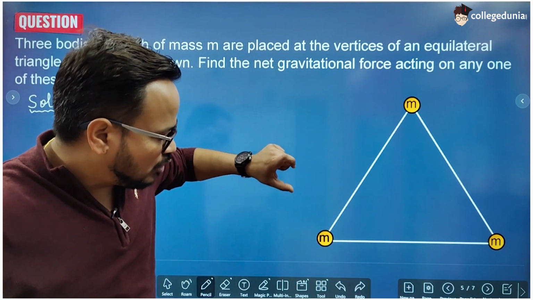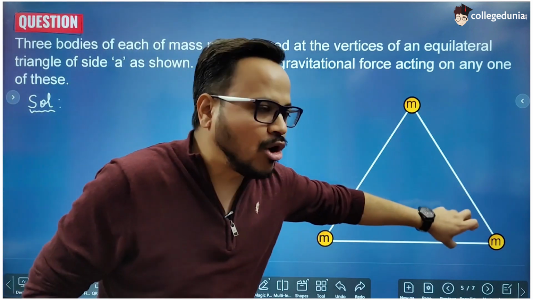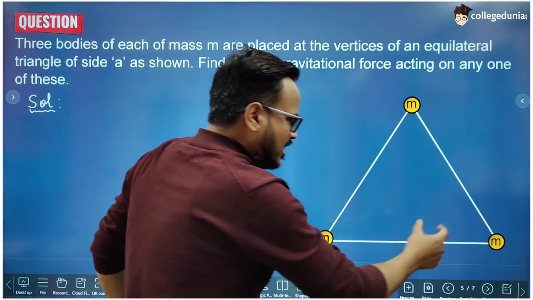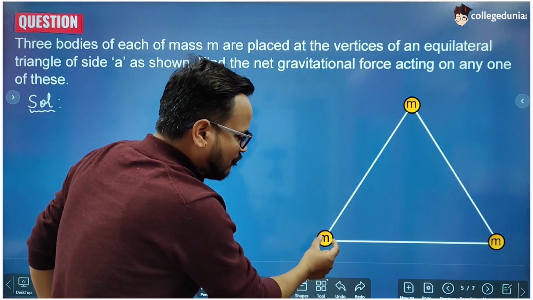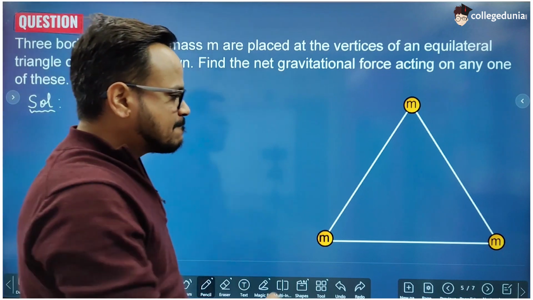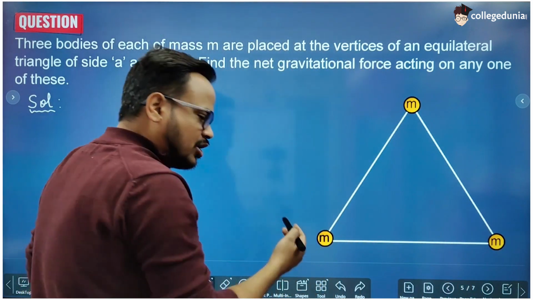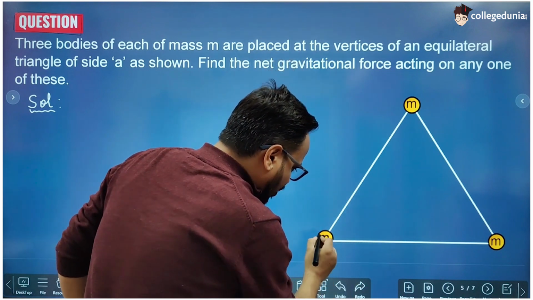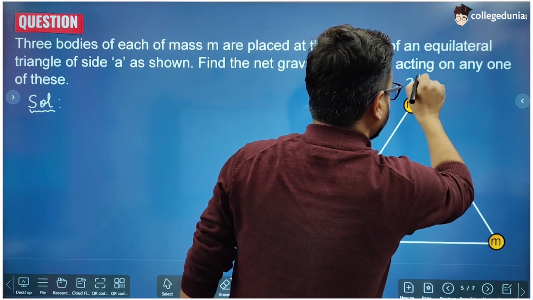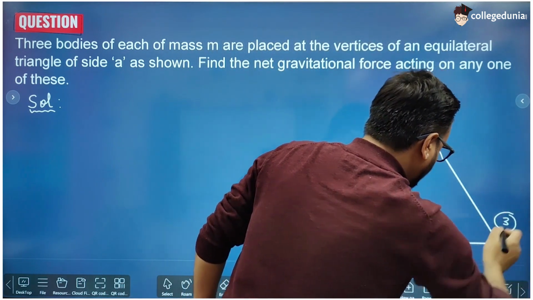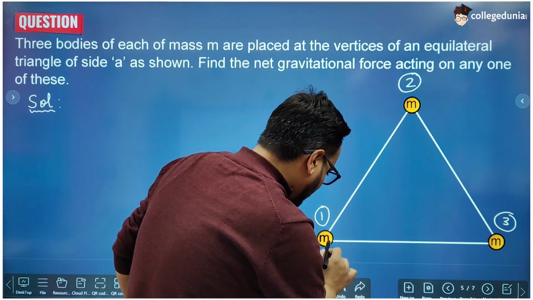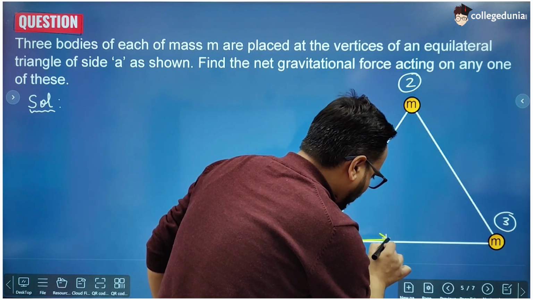Now, if you are focusing on this body, take the other bodies one by one. Just forget this body, focus on this body, and think about in which direction this body is going to apply force on the body under consideration. So this body will attract this body towards itself. Let's mark these bodies. Let's say this is body 1, this is body 2, and this is body 3. So the force on 1 due to 3 will be in which direction? In this direction, right?